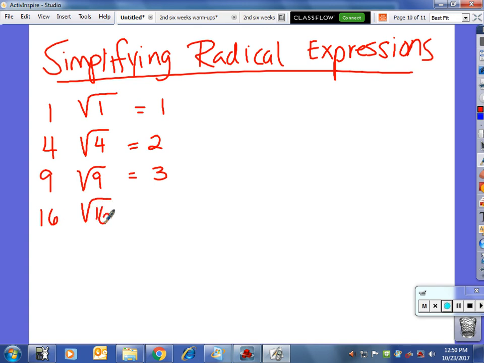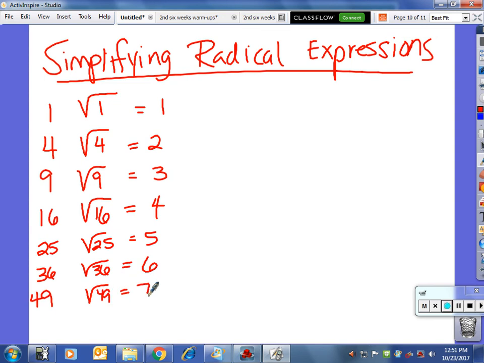Then 16, and the square root of 16 is 4. You keep going till you don't remember them. You should be able to at least get to 10 times 10. After 16 is 25, and the square root of 25 is 5. After 25, 36, the square root of 36 is 6. After 36, 49, square root of 49 is 7. 64, square root of 64 is 8.